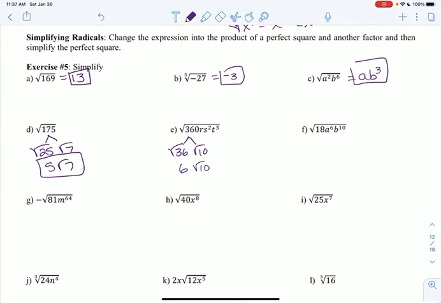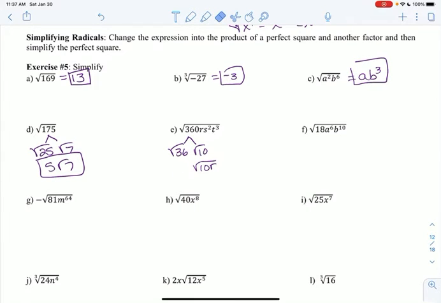r is r to the 1. That's going to stay under the radical also. S squared is an even number, so that s can actually come out of the radical. The r is going to stay under the radical because it's a single exponent, it's r to the 1. It's an odd number. S squared, the square root of s squared is s. That comes out.